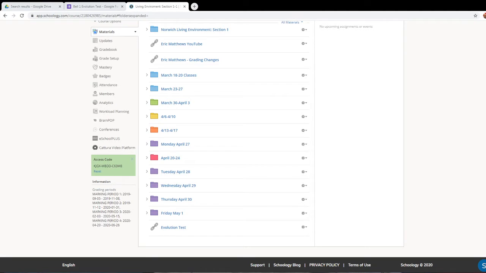But otherwise, you will find a link to the test right here in your Schoology folder. So if you take a look down here at the bottom, evolution test with the little linky symbol. If you click on that, it will take you directly to the real thing. And feel free to pause here, open Schoology, click on the evolution test to get that open. All right, so let's start the questions.